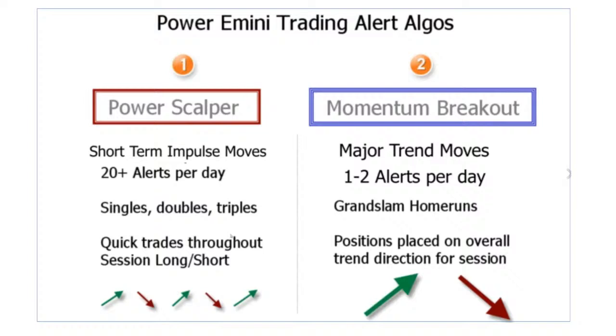So let's go ahead and review the two algos that are running through the desktop alert software. We have the power scalper and we have the momentum breakout. And so let's just cover the differences between the two. And like I said, this week, we're going to do a good review of the momentum breakout system. And then next week, we'll dive in and we'll review the power scalper.